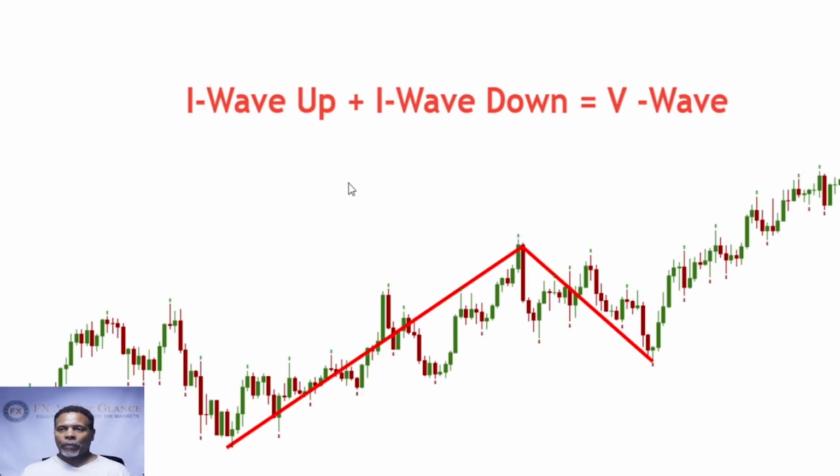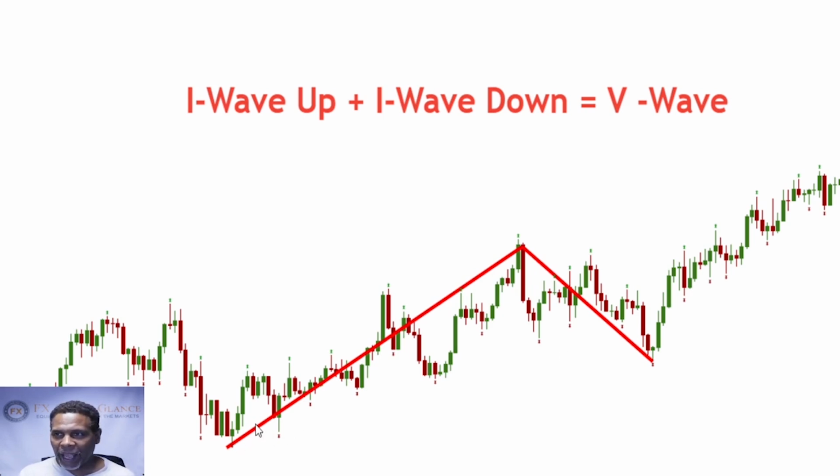All right. And then when you add another I wave, you'll have an I wave up and an I wave down. This will equal a V wave. As you can see, it looks like an upside down V. And the concept is this is the second wave. So you have 1, 2. So a 2 wave formation.